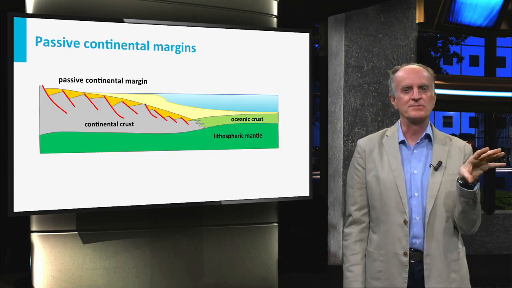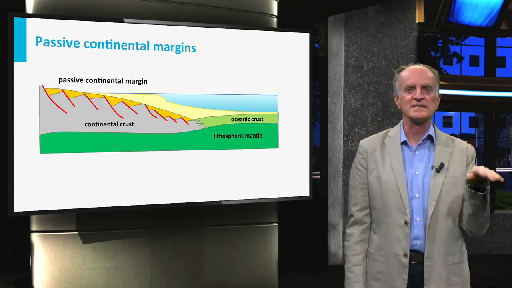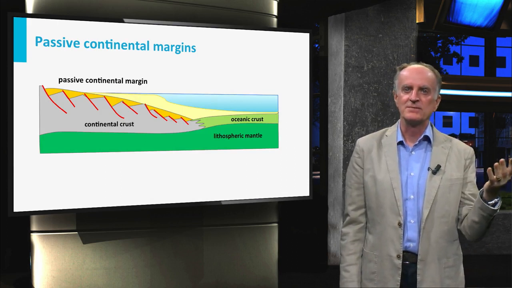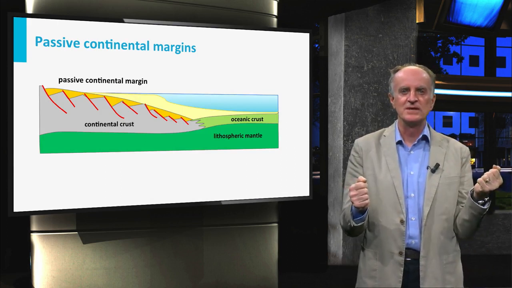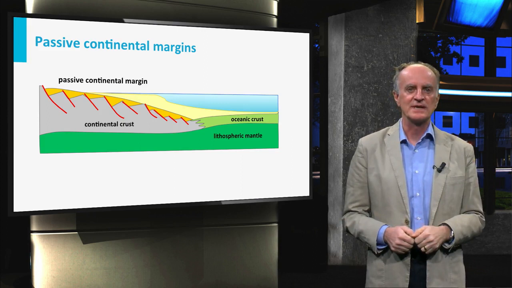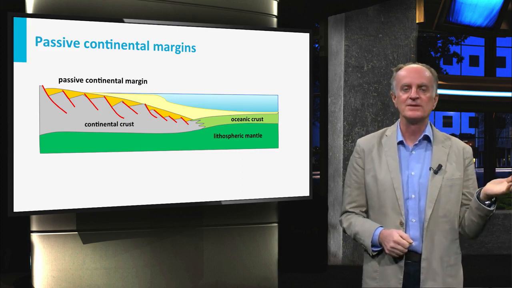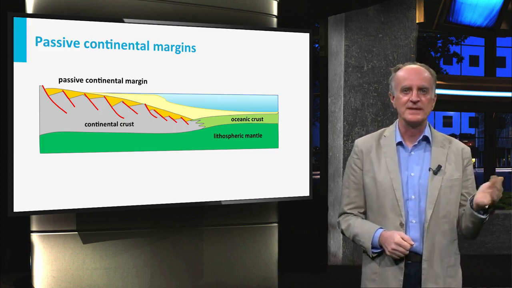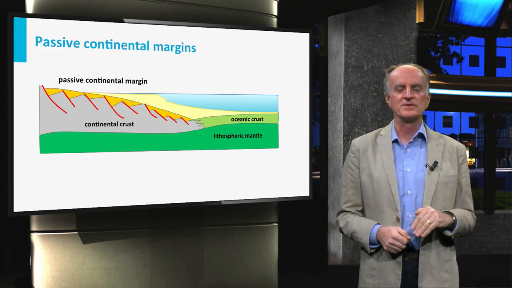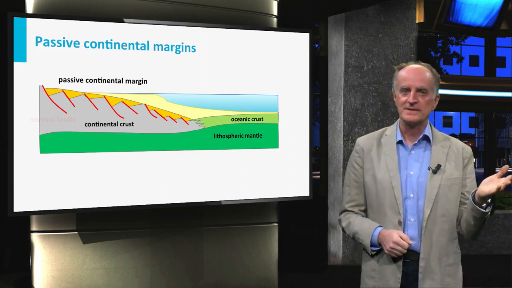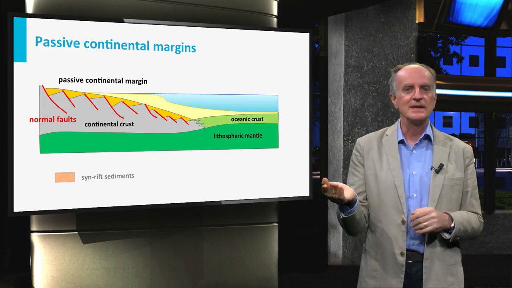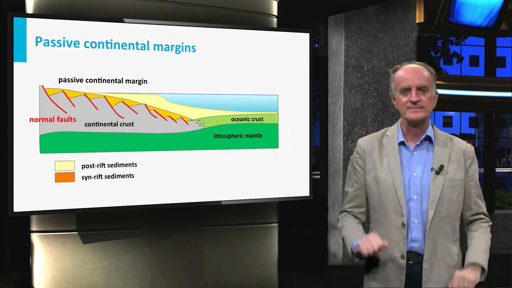Away from the oceanic ridge, the oceanic crust passes to continental crust, which has been stretched during extension, which preceded lithospheric breakup. These are passive continental margins. Here are the most important features for you to remember: normal faults, syn-rift sediments, and post-rift sediments.